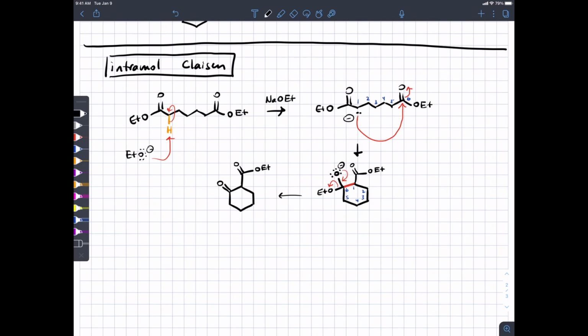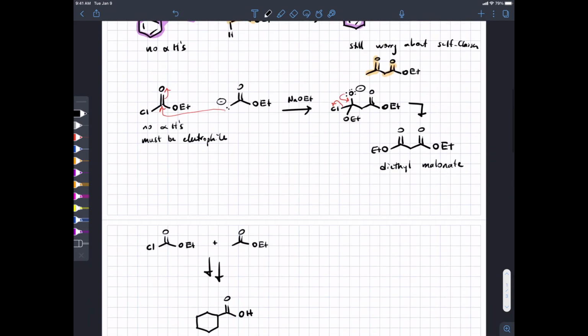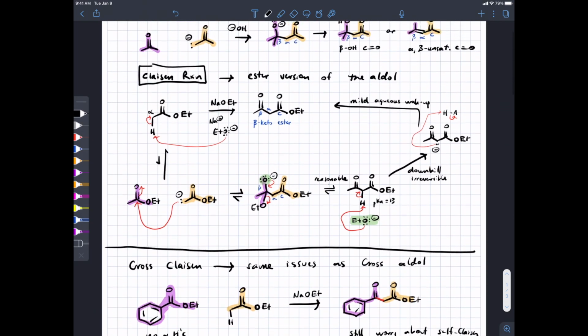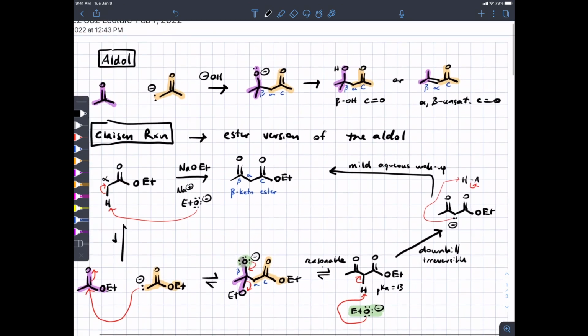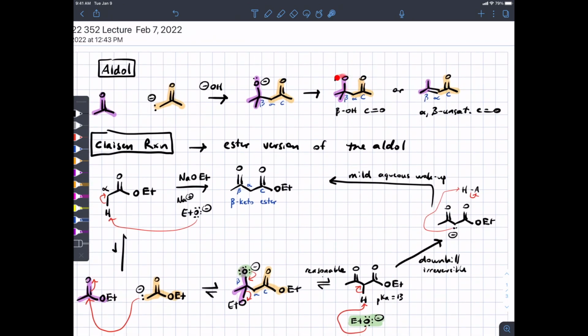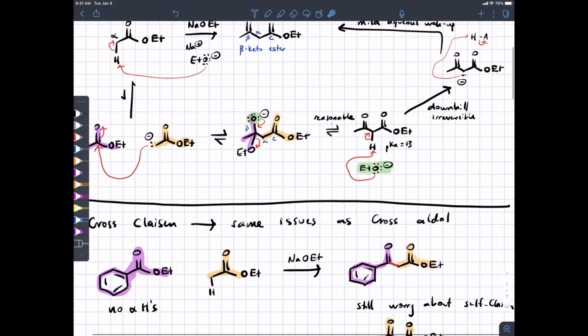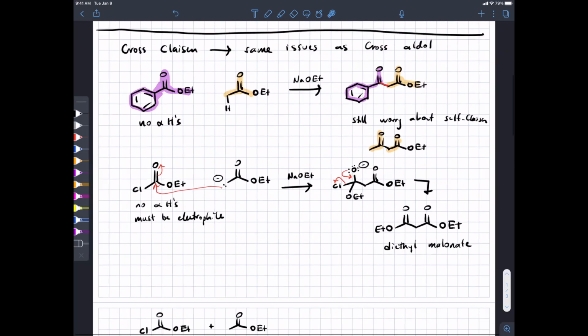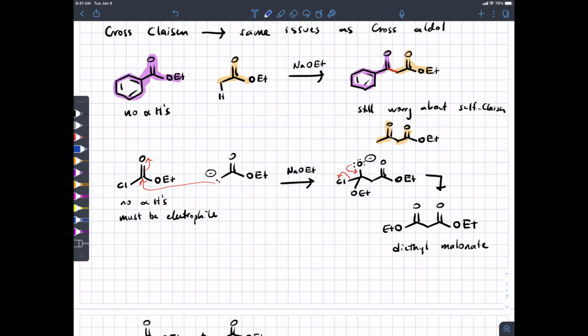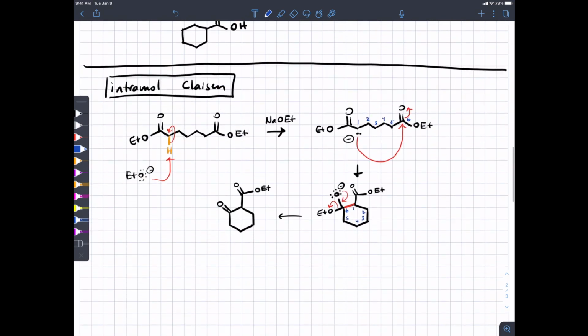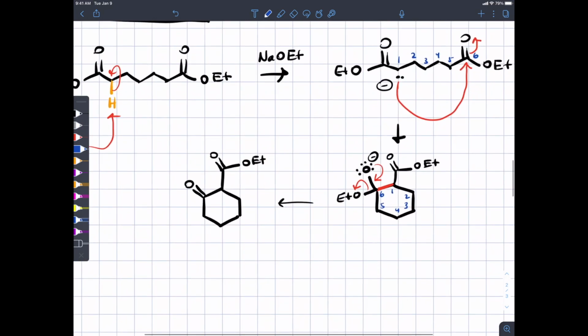All right. So one of the skills that's going to be useful for you in this section of the class is structural patterns. Learn to recognize this beta hydroxycarbonyl compound as an aldol product. Learn to recognize an alpha beta unsaturated carbonyl compound as an aldol product. Learn to recognize the beta keto ester as a Claisen product. Learn to recognize a beta keto ester in the context of a ring as a Claisen product.